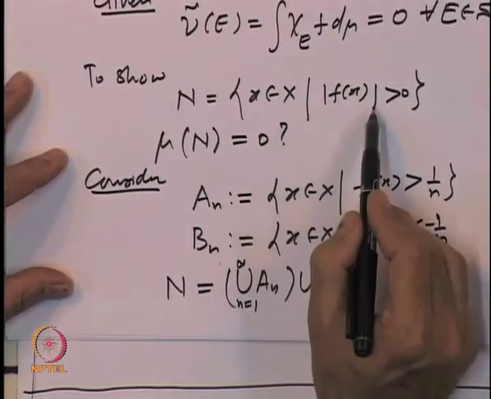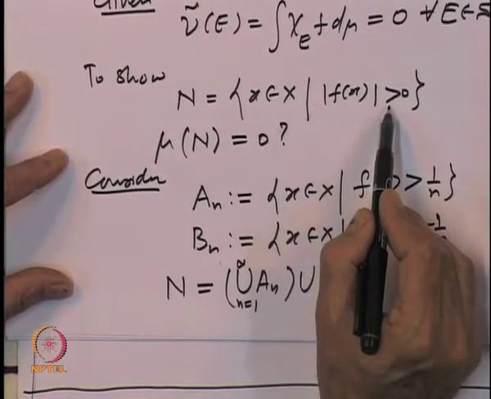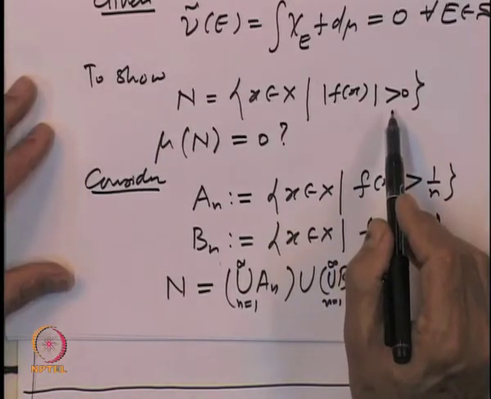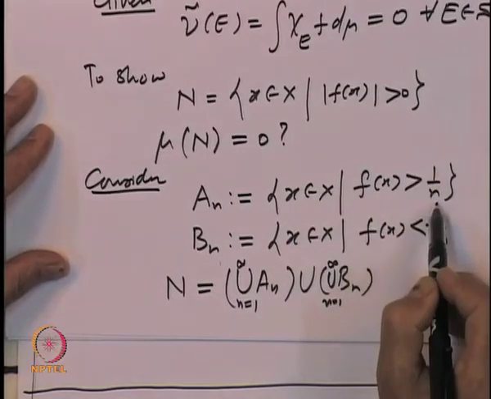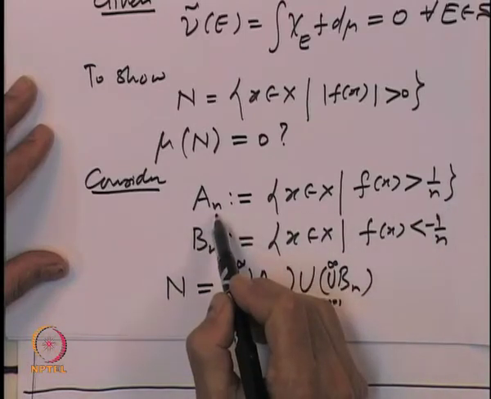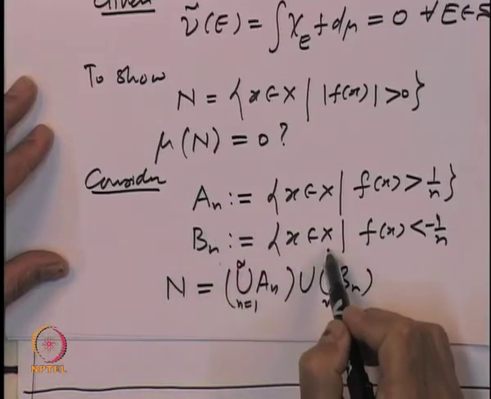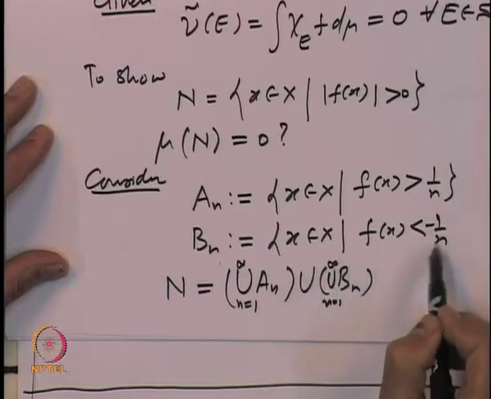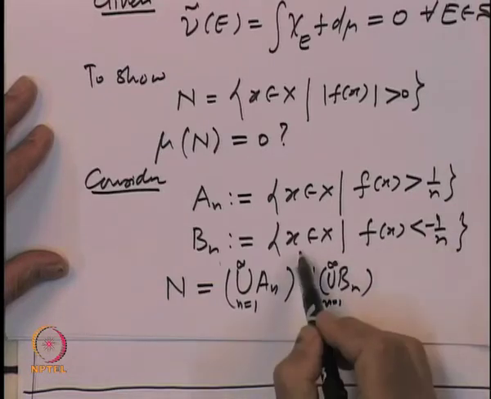So, if f of x is not equal to 0, then either f of x is positive or f of x is negative. If it is positive, then it is going to be bigger than 1 over n for some n. So, if x is positive and bigger than 1 over n, then it belongs to A_n. Or if f of x is not 0 and it is negative, then it is going to be less than minus 1 over n for some n. So, it belongs to B_n.